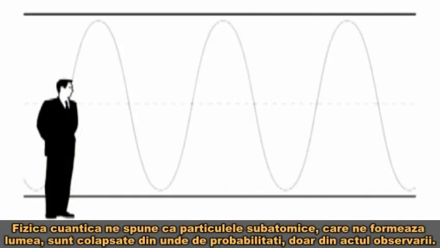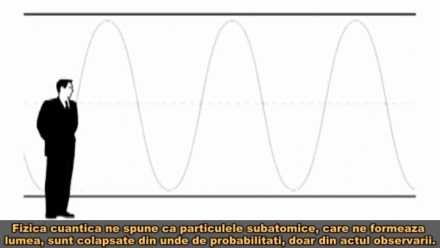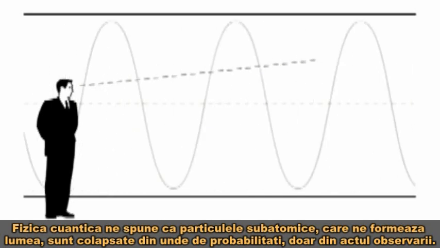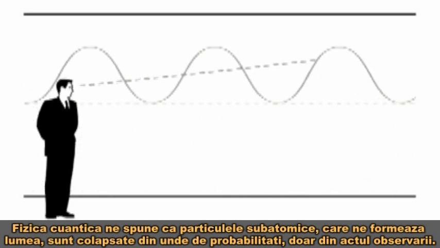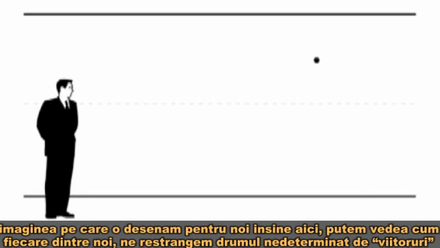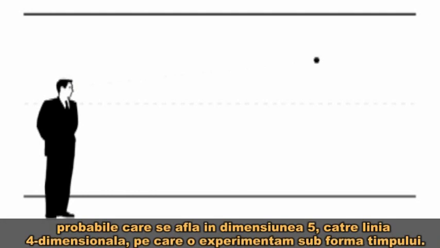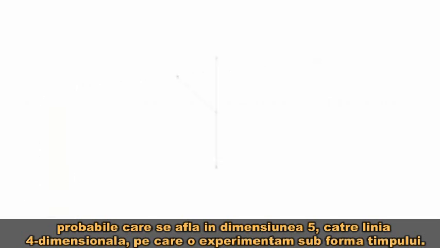Quantum physics tells us that the subatomic particles that make up our world are collapsed from waves of probabilities simply by the act of observation. In the picture we are drawing for ourselves here, we can now start to see how each of us are collapsing the indeterminate wave of probable futures contained in the fifth dimension into the fourth dimensional line that we are experiencing as time.